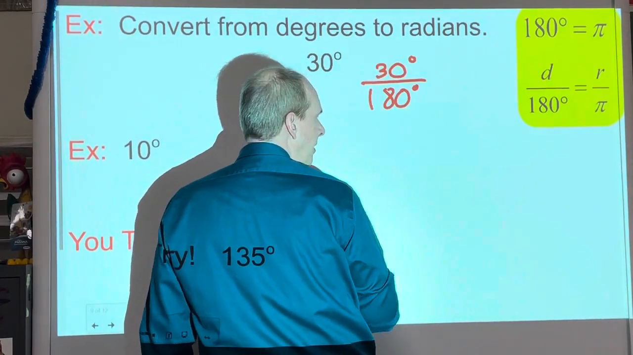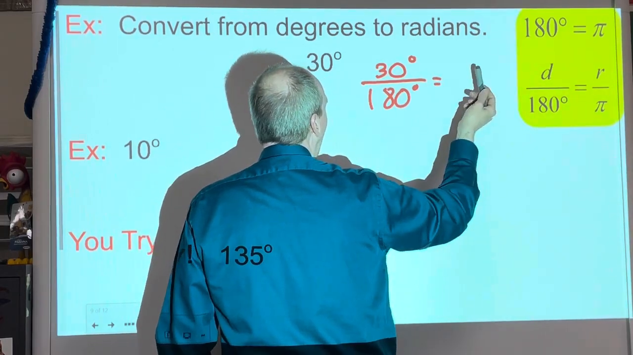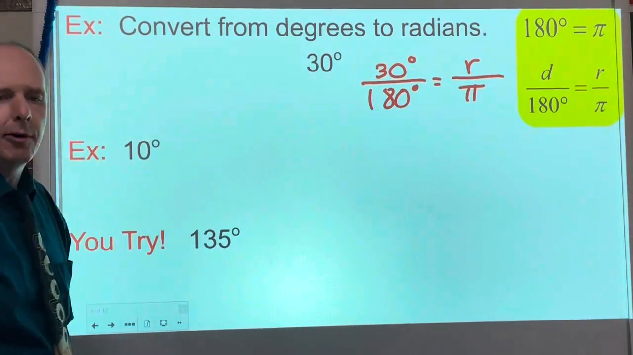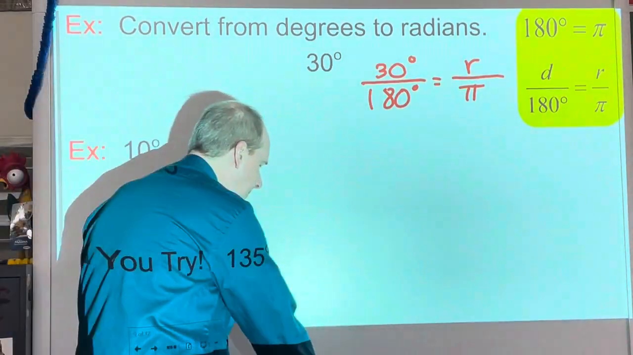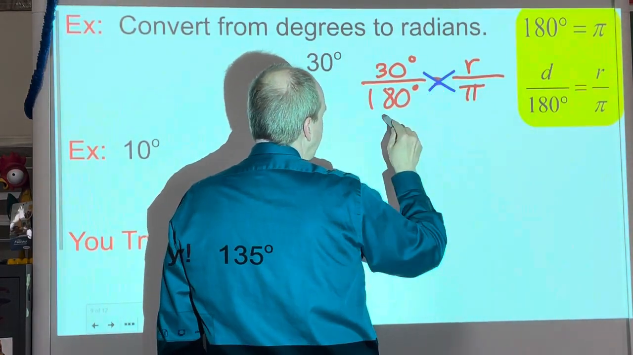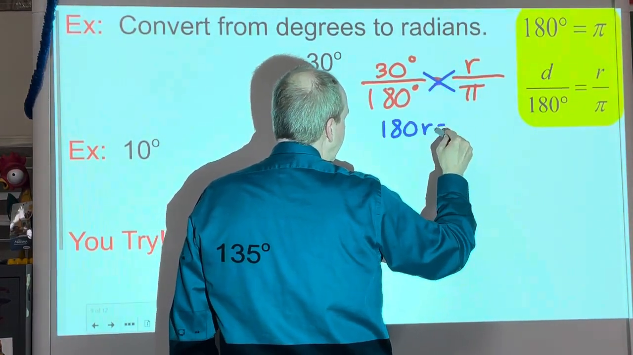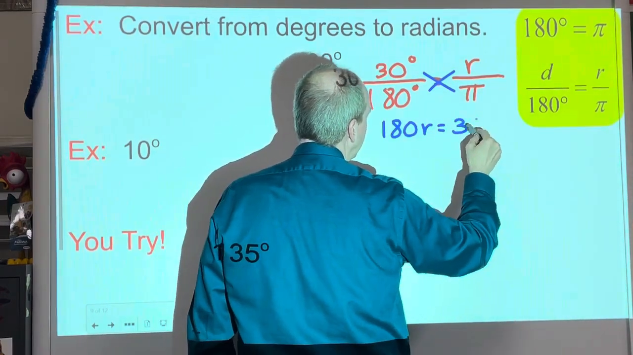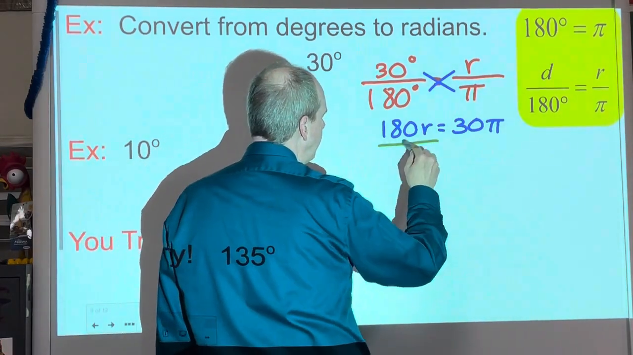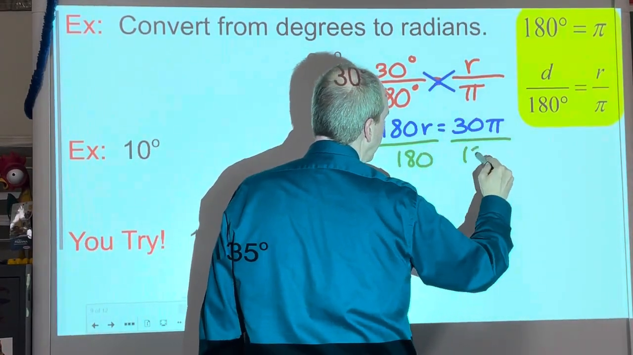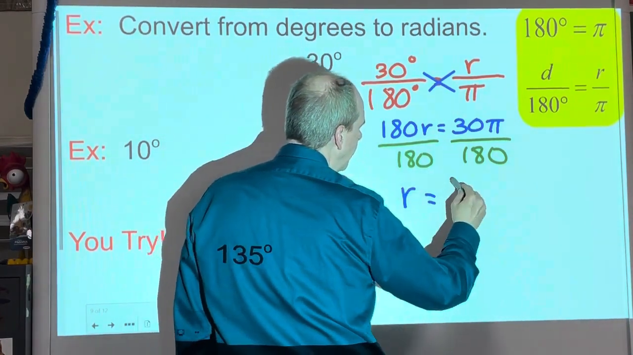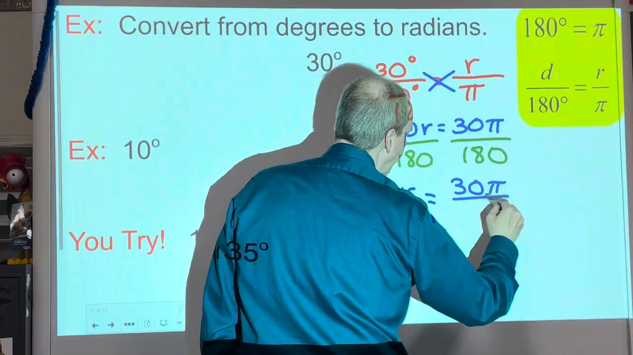The degrees cancel out. R, I don't know, over pi. And then we'll cross multiply. 180 times r would be 180r. 30 times pi would be 30 pi. How do we solve for r? Let's divide by 180. Divide by 180. So r is equal to 30 pi over 180.